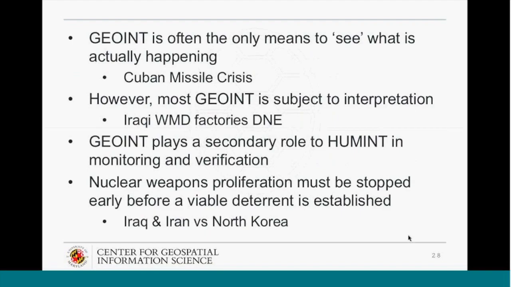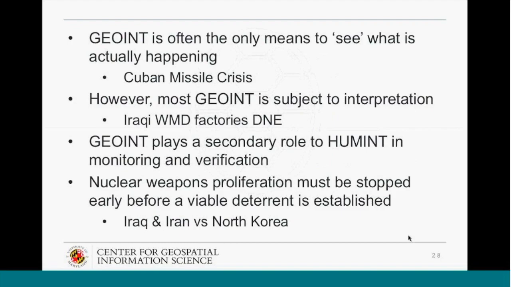Weapons of mass destruction proliferation. This isn't a topic that's quite as hot in the news anymore. I guess it's hot in terms of talking about North Korea, but remember, back in 2002, 2003, when they were ramping up for the second Iraq war, WMD was the hot button issue, right? The reality here is that GEOINT is often the only means to see what is actually happening. When we talked about the Cuban Missile Crisis, that was a great example, right? When they couldn't fly the U-2 over Cuba because of cloud cover or because of diplomatic restrictions, they couldn't see anything for a few days, and they had no clue what was going on on the ground, right?